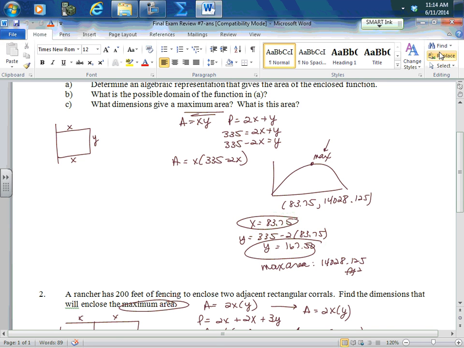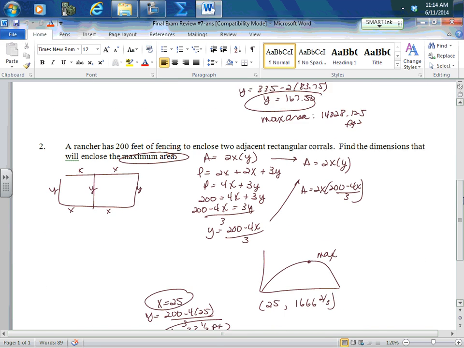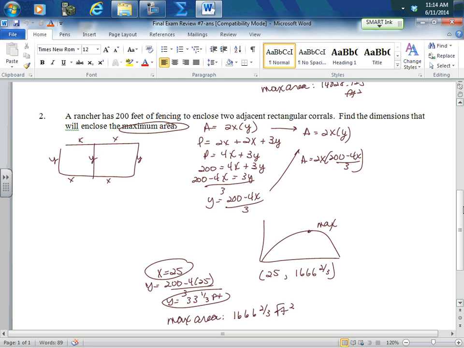And the next one is very similar. Again, maximize your area. We did this one as a homework problem. You got to set it up and work with your perimeter a little bit. Once you've got your perimeter down pat, solve for y, and do the exact same thing again.